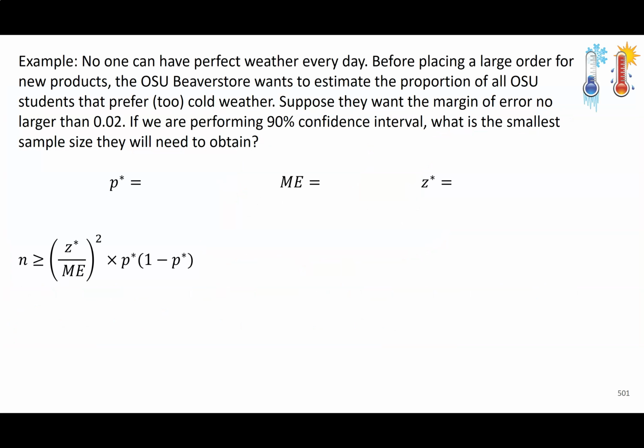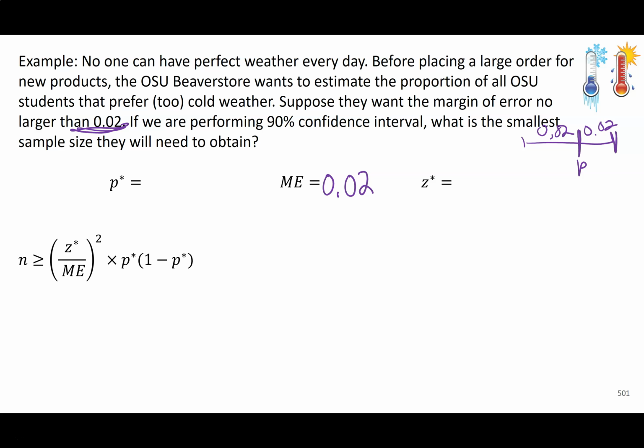So back to that question where we said, hey, would you prefer too hot or too cold? Suppose the Beaver store is really interested in this, and quite honestly, a marketing team really would be. So suppose they want to estimate the proportion of all OSU students that prefer too cold of weather. Maybe they'll order more parkas or something, or gloves. So suppose they want the margin of error no larger than 0.02. So that means that I have my P hat, and I'm not bigger than 0.02 in either direction. That means the entire width is no wider than 0.04, like the whole interval.